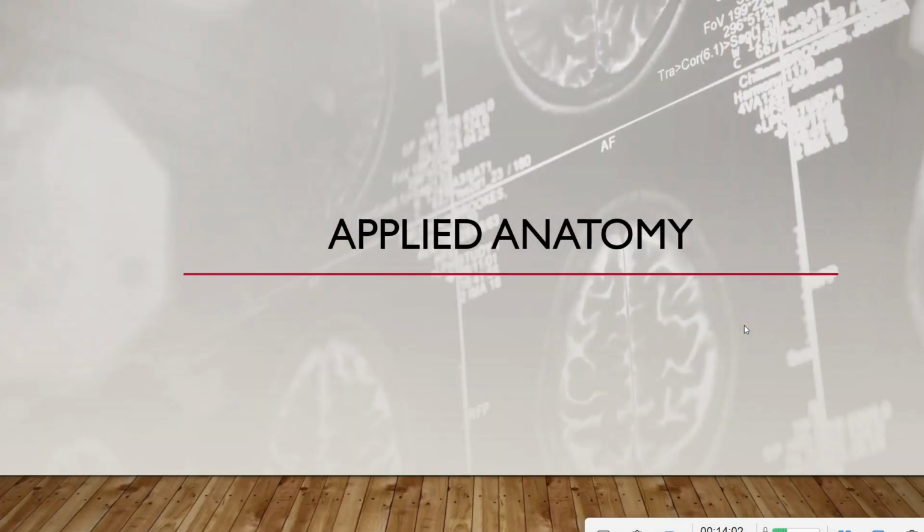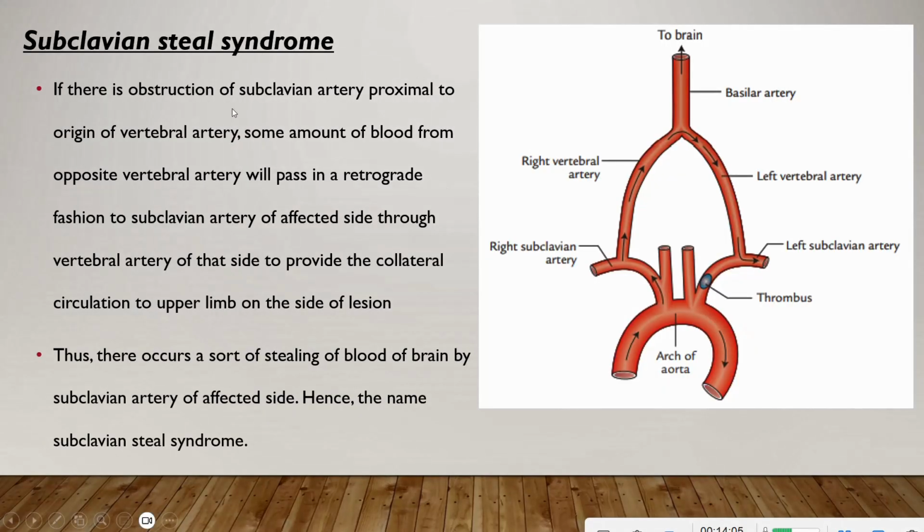Okay. Then what is the applied anatomy? There is something known as subclavian steal syndrome. We have already seen what is subclavian steal syndrome. You can see here, the blood supply from the right subclavian artery and then from the vertebral artery, instead of going to the basilar artery, is going to the opposite side vertebral artery, and then it is going to the opposite side subclavian artery because there is thrombus in the opposite side subclavian artery. So the blood is stolen from the brain. So that is known as subclavian steal syndrome.